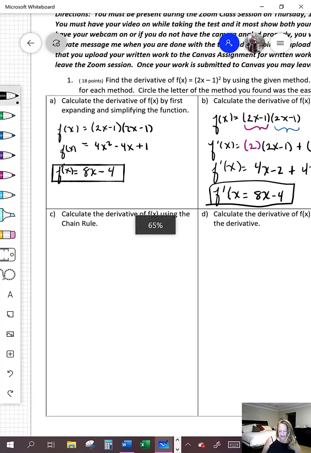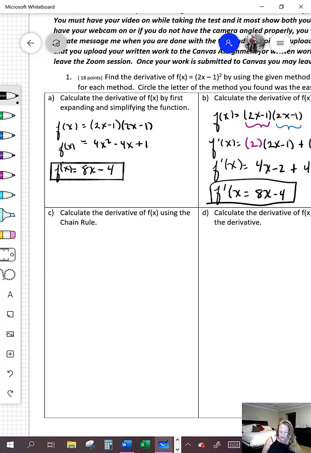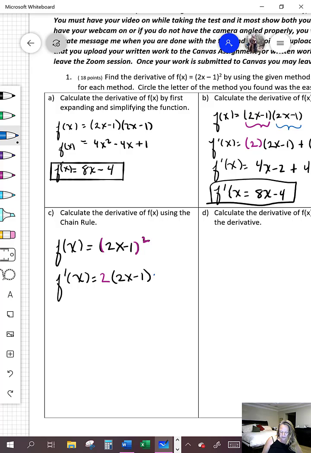So for part C, it's asking us to take the derivative using the chain rule. So we have f of x is equal to 2x minus 1 quantity squared. Using the chain rule, we're going to take the derivative of our outer function, bring our power down front, we get 2 of our inner function, which is 2x minus 1. Subtract our outer function, the exponent by 1, we get 1, times the derivative of the inner function. And the derivative of the inner function, 2x minus 1, is 2.